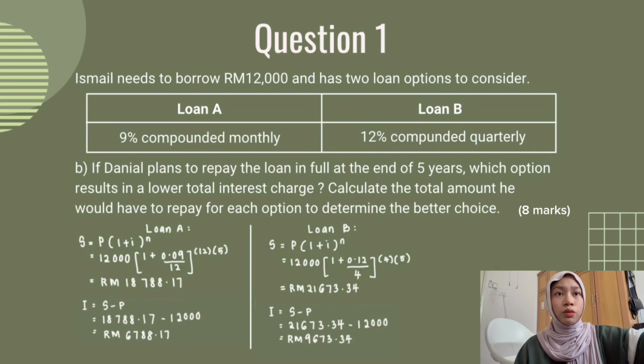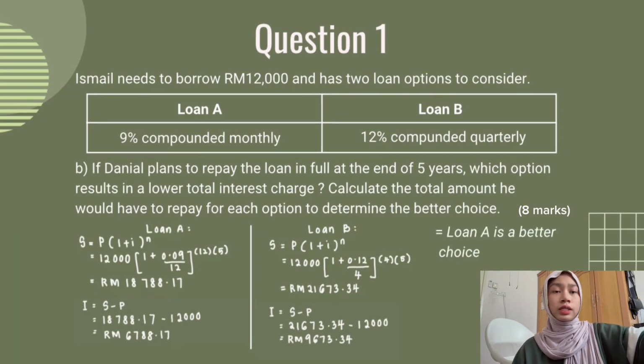For loan B, we use the same formula, so it will be 12,000 times (1 plus 0.12 over 4), because it says quarterly, to the power of 4 times 5. The answer is 21,673 ringgit 34 cents. And for the interest earned, still the same formula as loan A. So 21,673 ringgit and 34 cents minus 12,000 ringgit. The answer is 9,673 ringgit and 34 cents. In conclusion, loan A is a better choice.